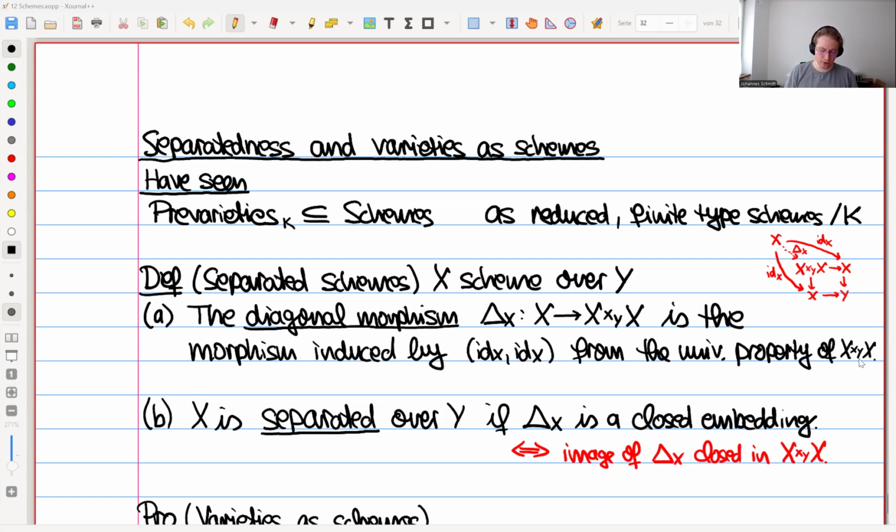So, if you recall, the standard diagonal just sends X to (X, X), and goes from here to the product of X with itself. And now we take this fiber product of X with itself over Y. And again, just take kind of 2 times the identity. And so what does it mean to have this induced by the universal property?